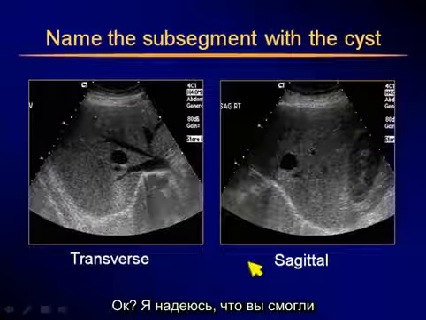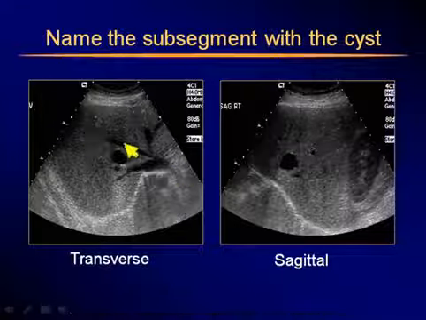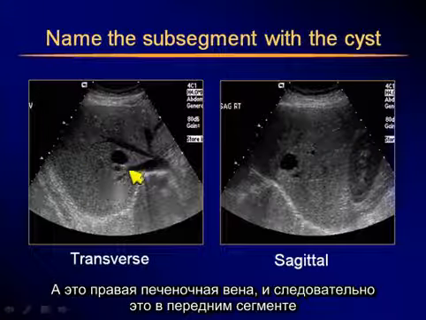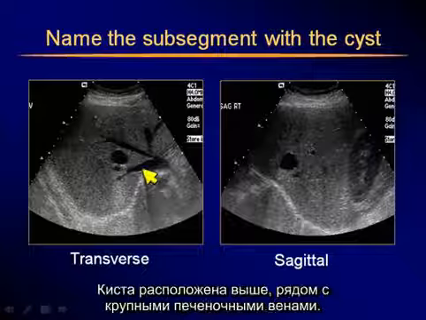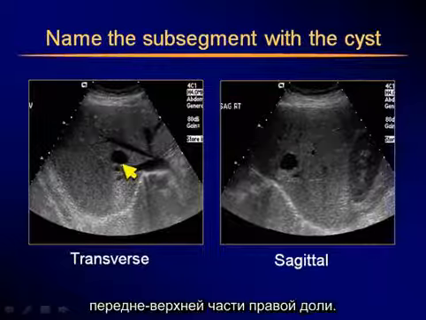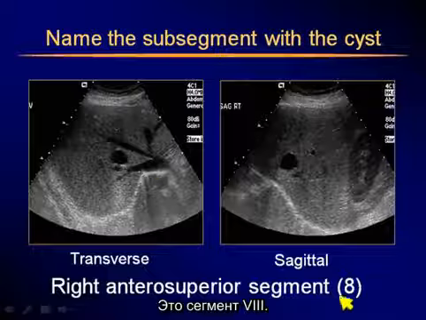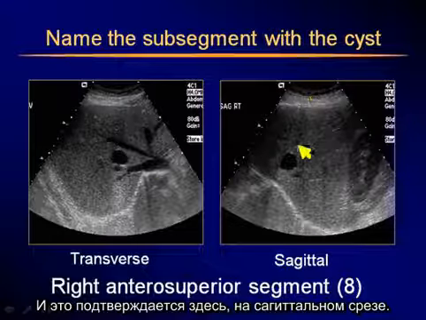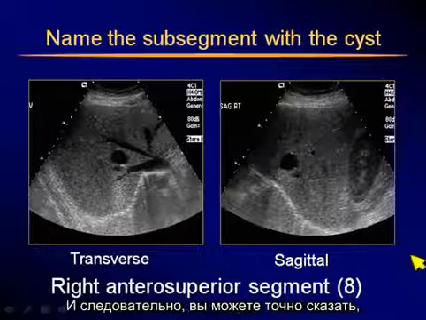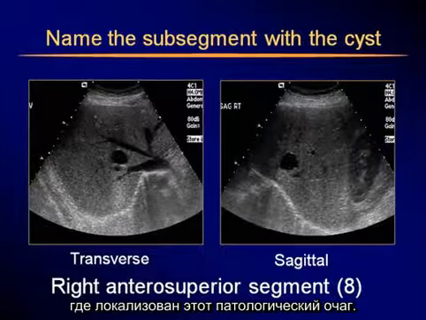Okay, well, I hope that you were able to see that this is the middle hepatic vein, so this is in the right lobe. And this is the right hepatic vein, so that's in the anterior segment of the right lobe. And it's up high by the large hepatic veins, so it's in the anterior superior part of the right lobe, which is segment 8. And that is confirmed here on the sagittal where this cyst is high up sagittally rather than in the lower parts of the liver. So then you can precisely locate this lesion.